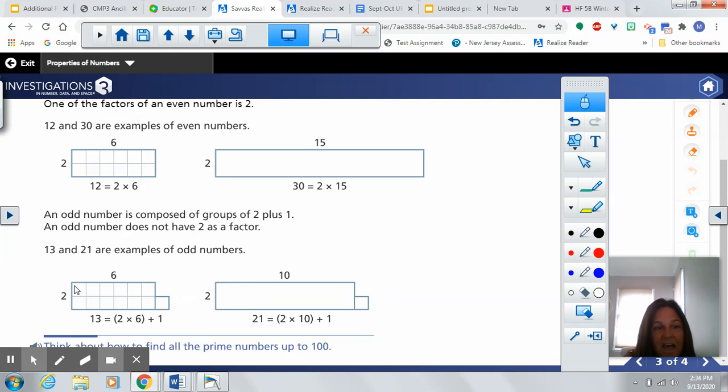With 13 you cannot make an array that is 2 tiles high, nor can you with the number 21. So we know that 1, 3, 5, 7, 9, 11, 13, 15, 17, 19, 21, 23, 25, 27, 29, 31, and I can go on and on and on. All of those are odd numbers.